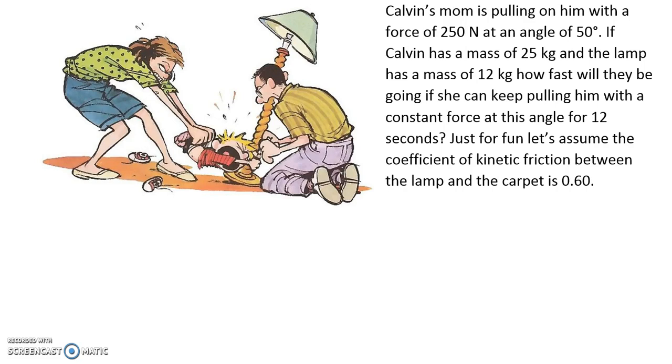So, she is pulling on him with a force of 250 newtons at an angle of 50 degrees. I'm going to draw that in right here. Make sure your calculators are in degree mode, folks. Calvin's got a mass of 25 kilograms. The lamp has a mass of 12 kilograms. How fast will they be going if she can keep pulling on him with a constant force at this angle for 12 seconds? Just for fun, let's make the coefficient of kinetic friction between the lamp and the carpet 0.6.